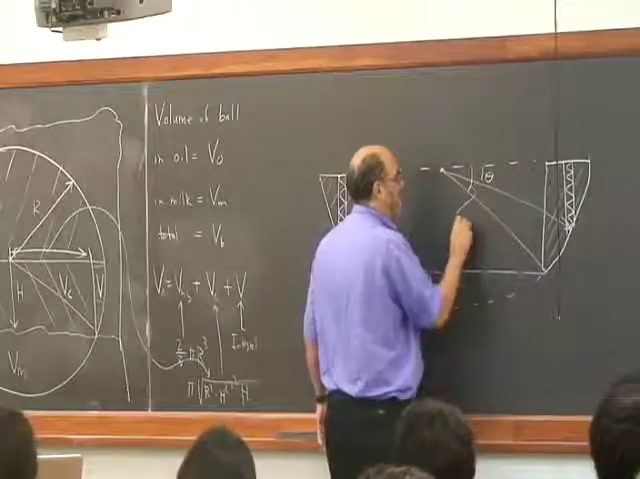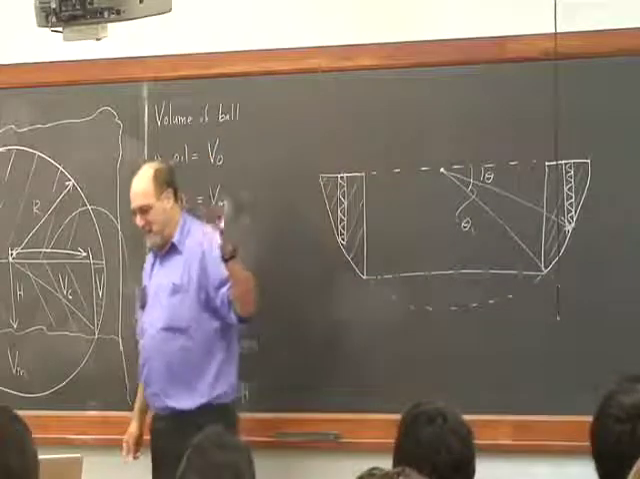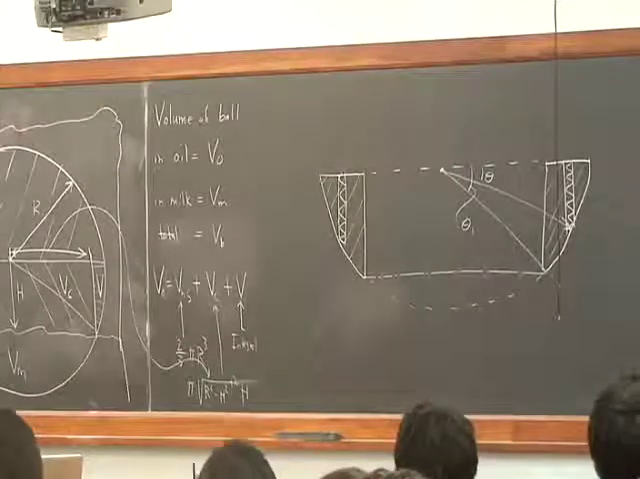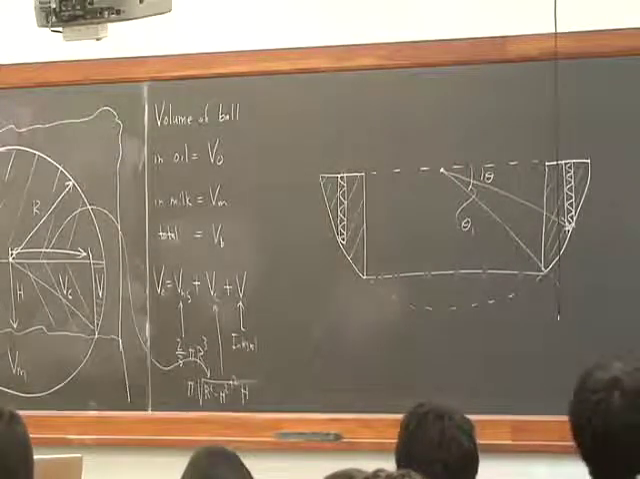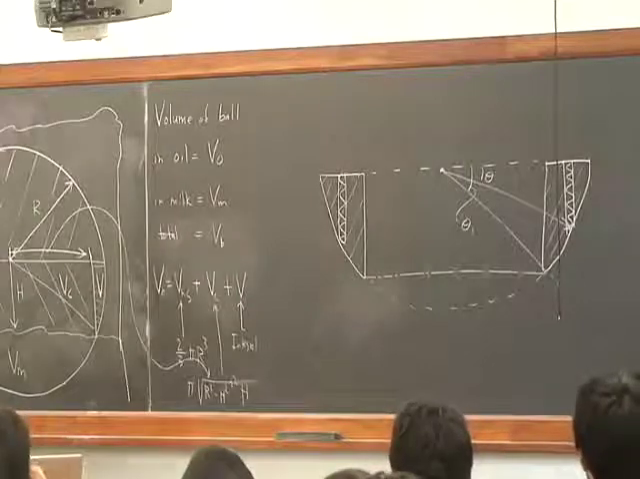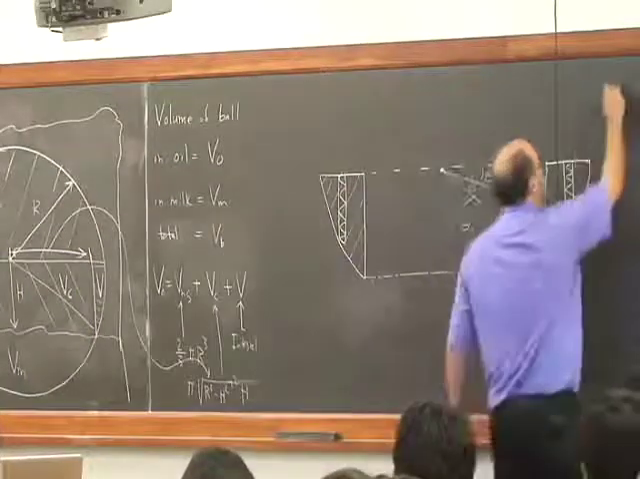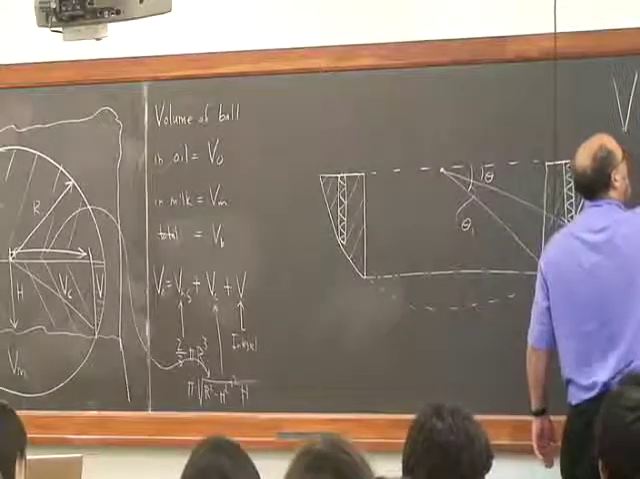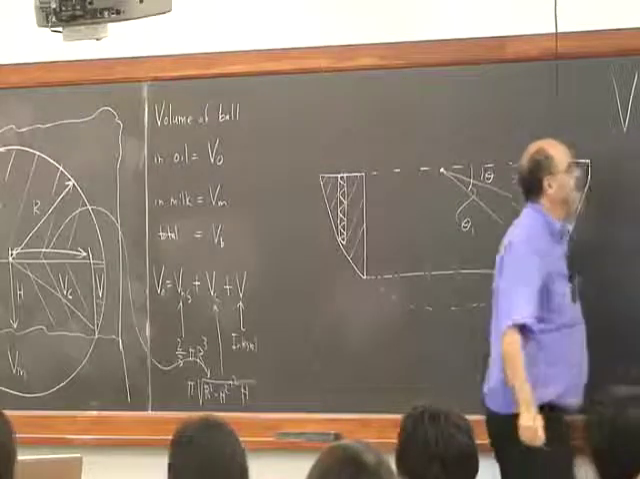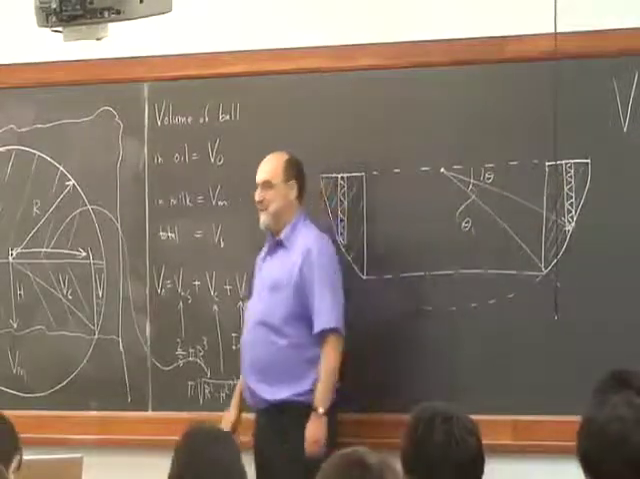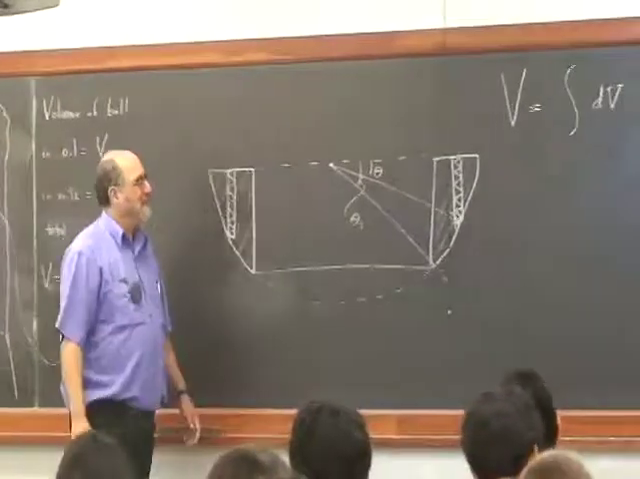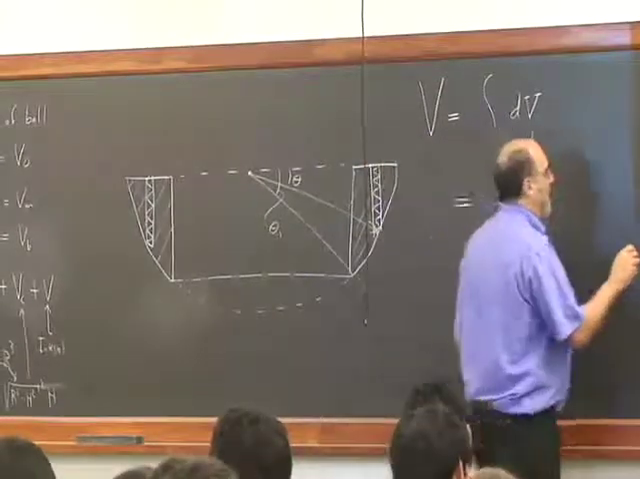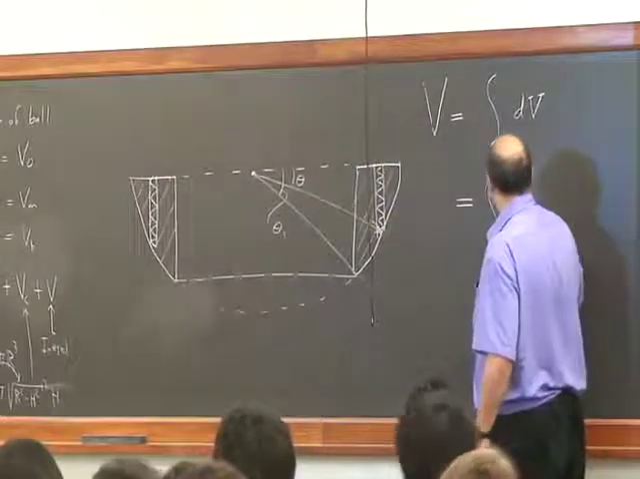One of the confusing things I did last class is I changed theta 1 to theta 2 and theta 0 to theta 1. I know what I'm talking about, but you don't. So I'll try to be more careful about what these angles are. Now we want to figure out this volume V. The volume V is the sum of all the bits of volume dV, where by dV we mean the volume of one of those little cylinders. How do we figure out the sum of those bits? Well, we've got to look at the height.